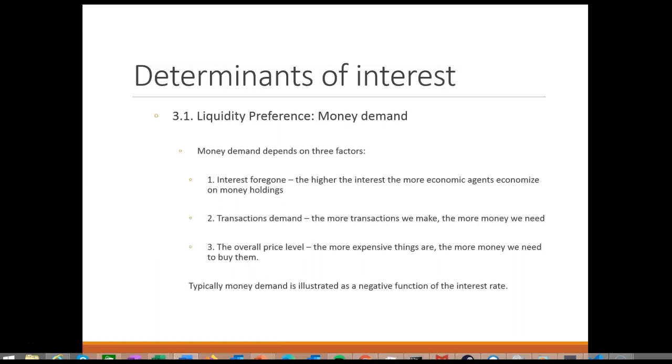In the aggregate, therefore, if the price index as measured by the CPI, or for instance, as measured by the deflator, increases, money demand will increase as well. Points 2 and 3 are sometimes taken together by saying that if nominal GDP increases, money demand increases as well. Now, it is customary to illustrate money demand as a negative function of the interest rate, in part because we are primarily interested in equilibrium interest rates in the first place.